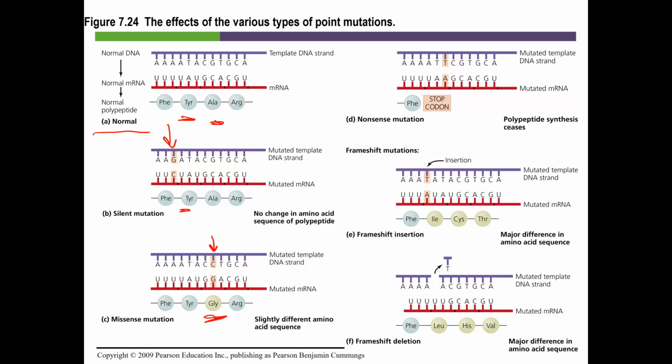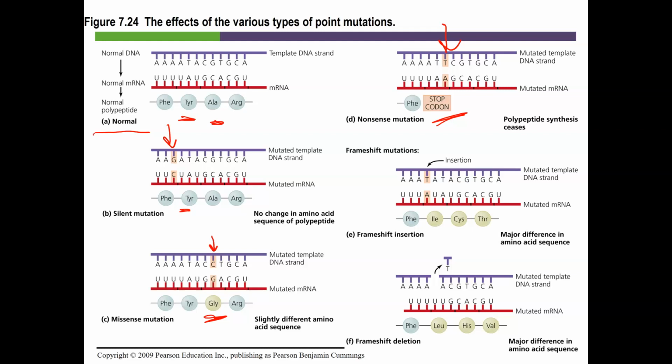In panel D, yet another nucleotide swap has occurred. In this case, the codon that is formed no longer calls for any amino acid. It calls for a stop of translation. This will truncate the protein. This type of mutation is a nonsense mutation.